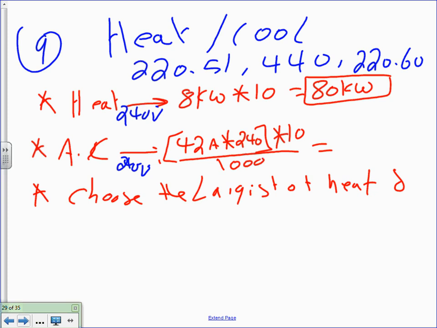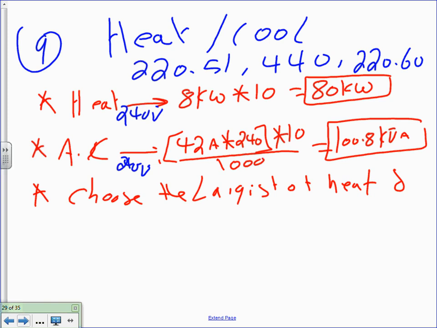Let me just get rid of the 1,000 here. Is it confusing you? No? Okay. So what would the answer be? 100.8 kVA. Anybody disagree with that? Okay, then we have to choose the largest of the two. Which one is the largest?